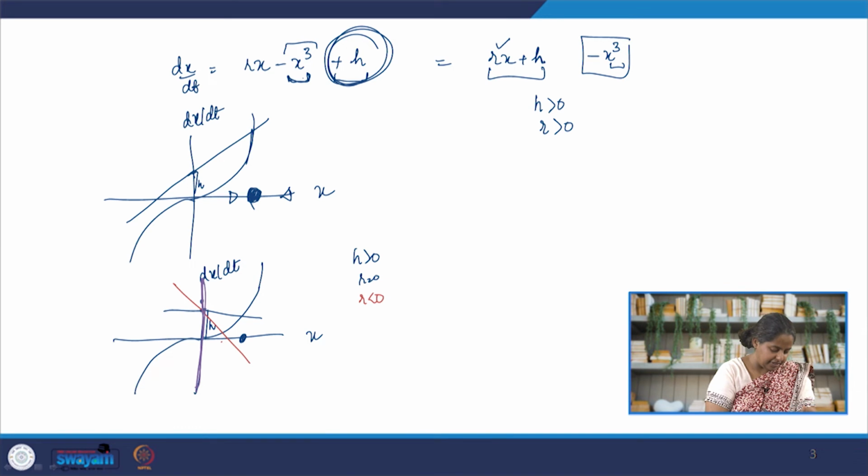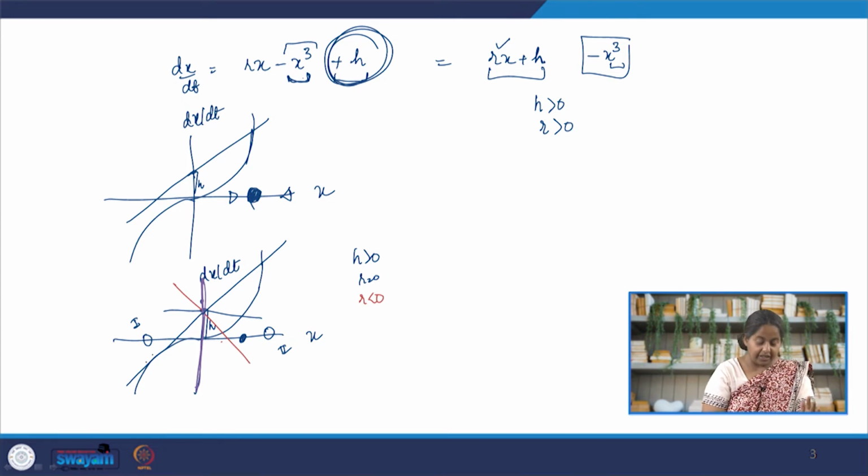eventually we can find an r, so I'm looking for another color, that will be tangential to the curve on left side and intersect the curve on right side. So now we have another fixed point that has appeared. Okay, let's look at the stability of the first fixed point, the stability of the second fixed point. So what I'm doing is I'm changing the r, keeping h positive, keeping the h constant.